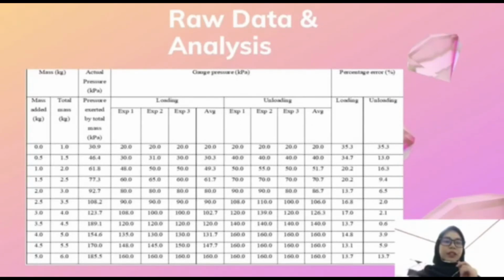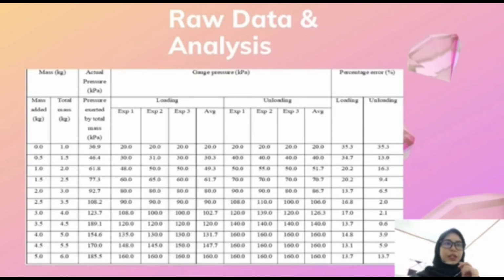Assalamualaikum. Now we are entering the raw data and analysis part. As you can see here from the slide, we have a table, and from the table there are at least 11 readings taken. As the first reading, there is no mass added and the total mass even without the weight is 1 kg. Then for the second until the 11th reading, mass was added by 0.5 kg until 5.0 kg was added, and the total mass at the 11th reading is 6 kg.